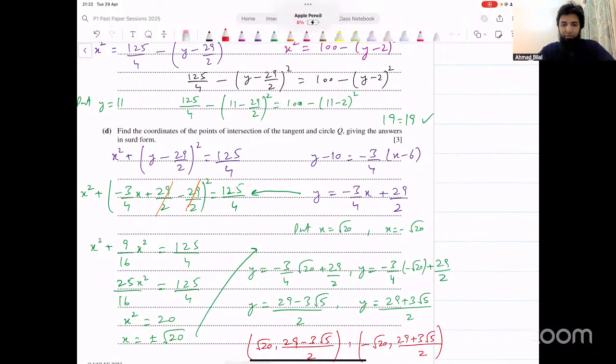Is that all right? Okay, so that was the last question. There were just a couple of parts that were maybe a bit tricky in this paper. Otherwise, it was all fine.